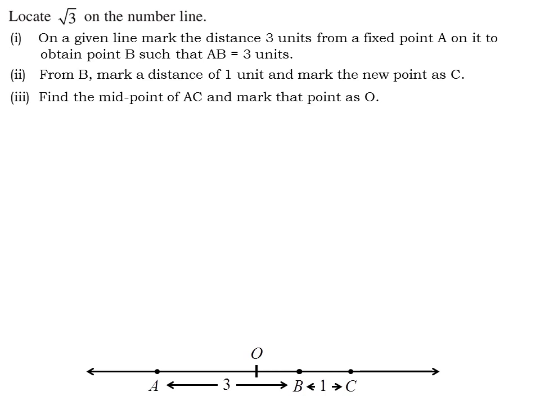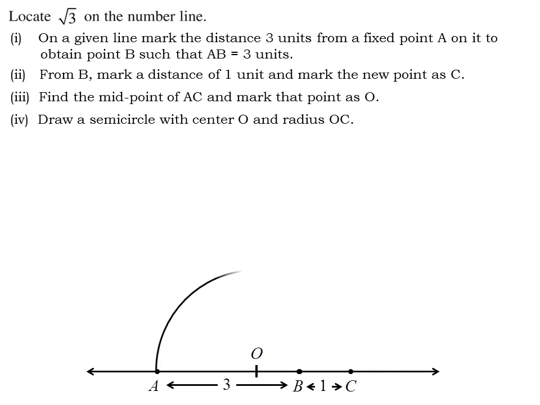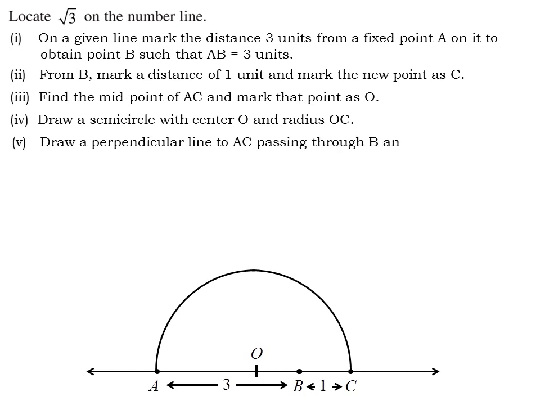Next, the fourth step: draw a semicircle with center O and radius OC. You can also take OA or OC, both are equal radius. So you have to make a semicircle with center O and radius OC. Now I am drawing a semicircle like this. This diagram is done.